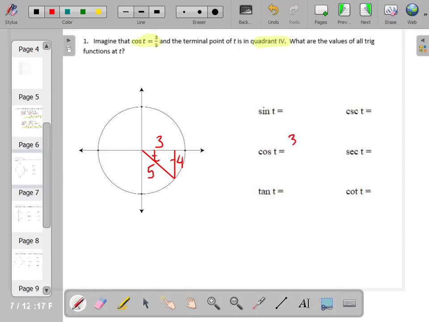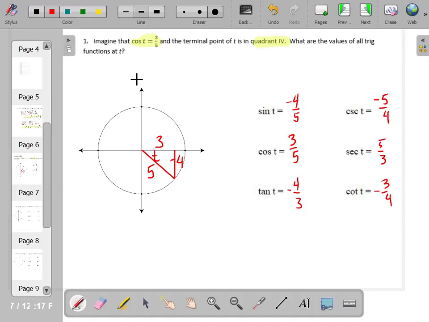So the cosine is adjacent over hypotenuse. That was my given. Adjacent over hypotenuse is 3/5. Sine is opposite over hypotenuse, so opposite over hypotenuse is -4/5. Tangent is opposite over adjacent, so -4/3. Once you have these, the reciprocals are pretty easy. You just flip them: -5/4, 5/3, and -3/4.